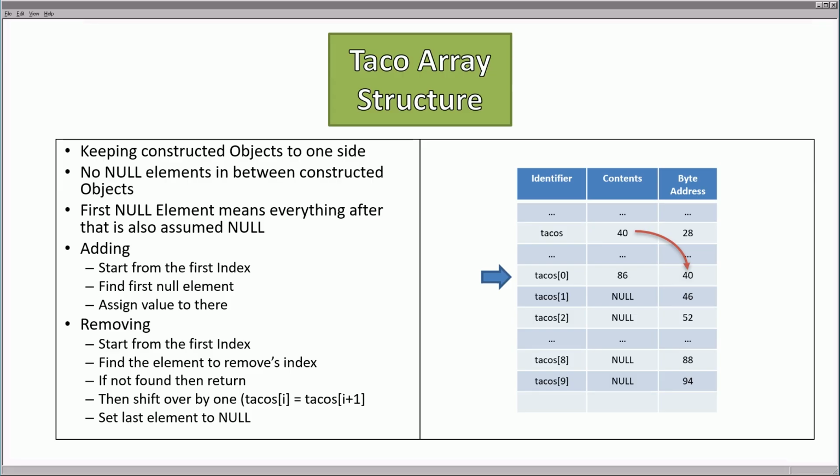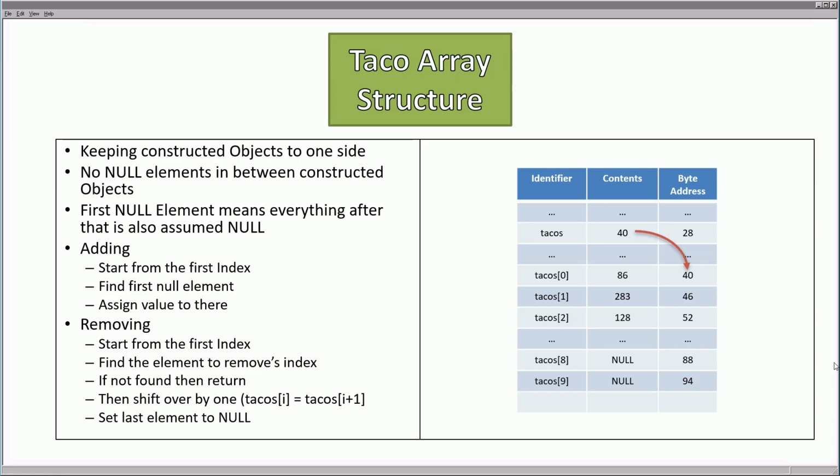Now let's add another taco into this array. Well, starting at index 0, that's not null. So then we move to index 1, which is null, and then we assign it to the memory address, and let's just assume that it's 283. Now, if we're going to add another element into this, well, index 0 is not null, index 1 is not null, but index 2 is, and so we add it there.